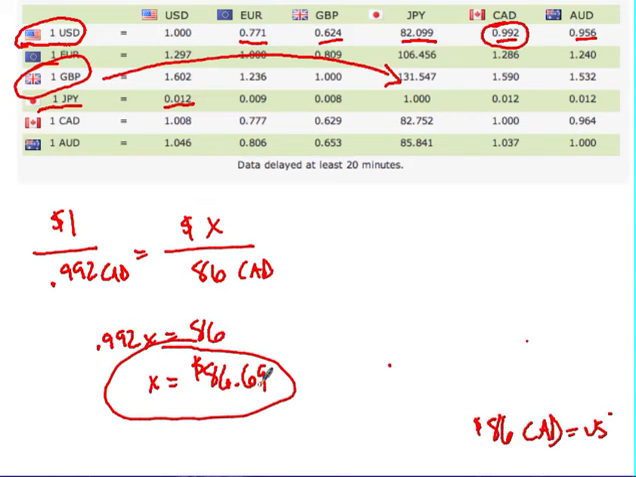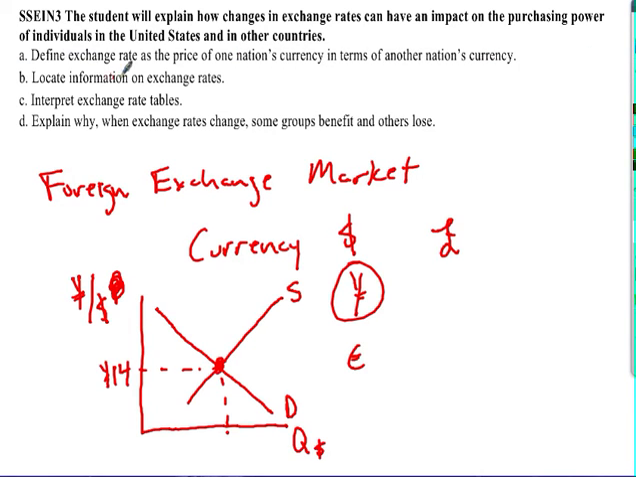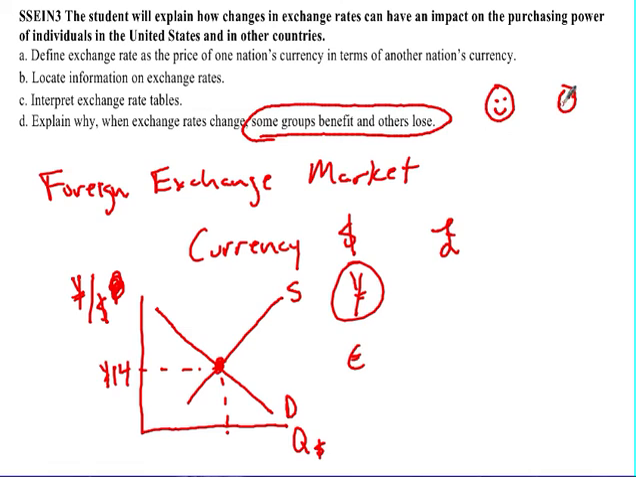All right, so let's go back, and this is it. I just want to review this. When we look at all this, define exchange rate as the price of one nation's currency in terms of another. That's what we did here. Locate information on exchange rates, and that would be on the table. Then we need to interpret the exchange rate tables, and then explain why some groups benefit and others lose. And this is the happy faces and the sad faces. Remember, you need to know the difference between strong and weak, and that a weak currency is not necessarily bad. And then who wins here, and who wins here, winners and losers for both.